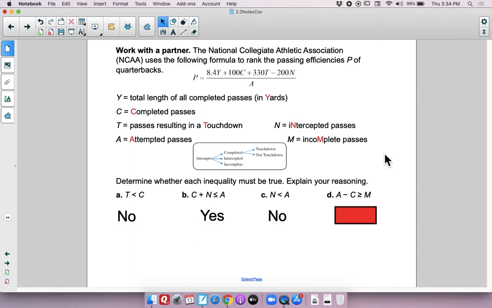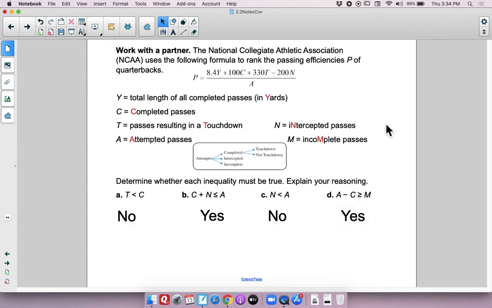Okay, and then what about A minus C greater than or equal to M? So the number of attempted passes minus the completed passes, does that have to be greater than or equal to the number of incomplete passes?